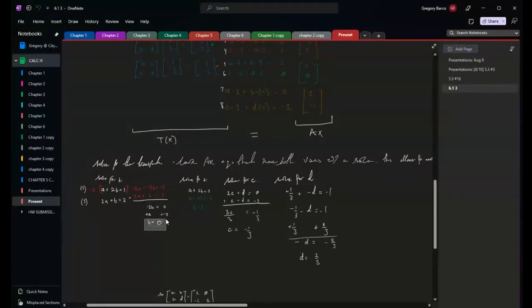B will be zero, and then we can use that to find A within one of those equations. So now we have A is 1, B is 0. And we can do the same approach for C. We can find that C is equal to negative 1/3.